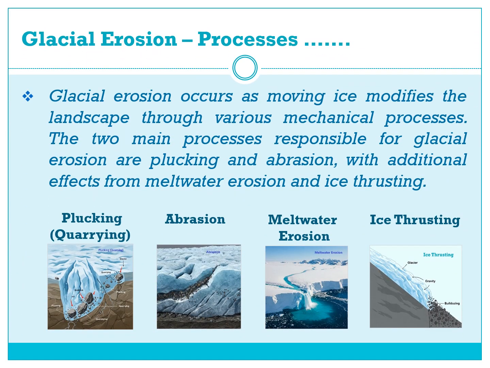Glacial erosion processes. Glacial erosion occurs as moving ice modifies the landscape through various mechanical processes. The two main processes responsible for glacial erosion are plucking and abrasion, with additional effects from meltwater erosion and ice thrusting.